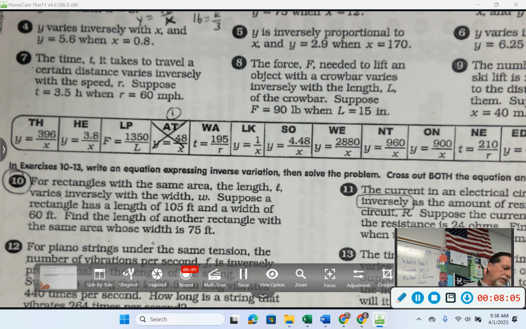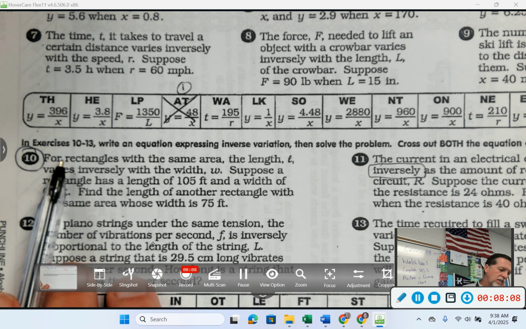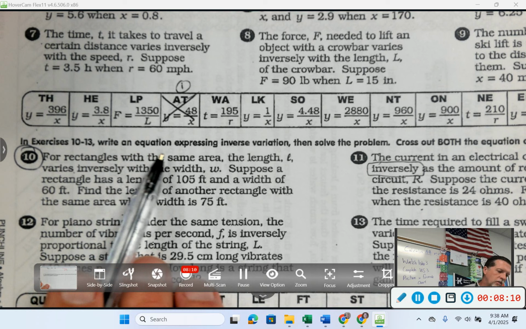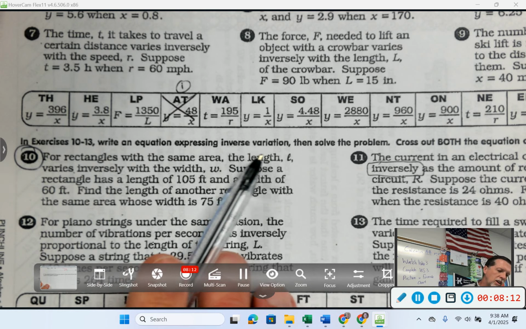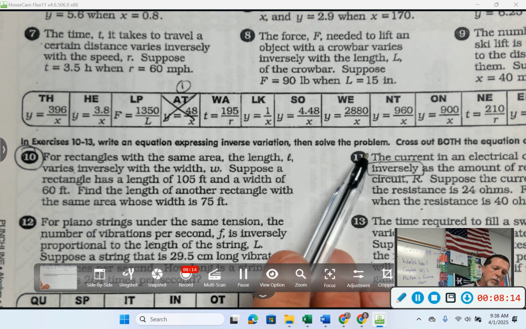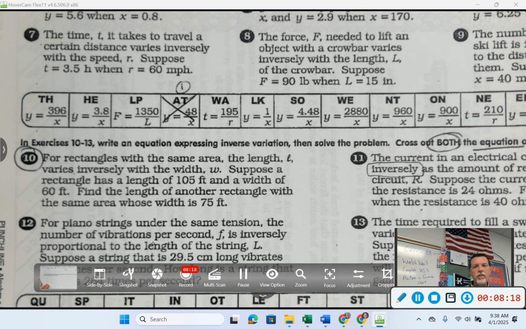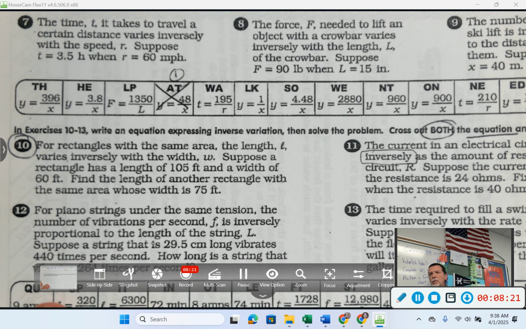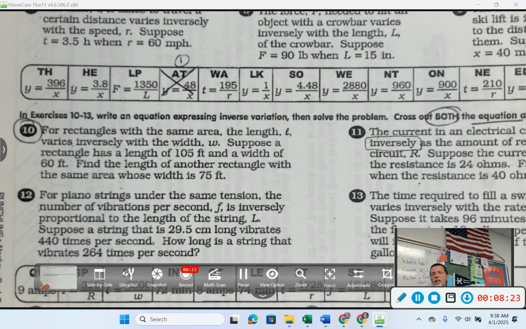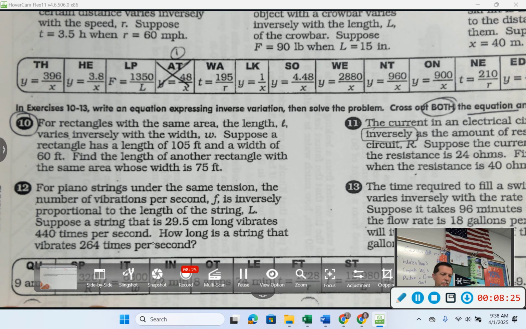Let's jump ahead to number 10. The directions change on us. In exercises 10 through 13, write an equation expressing inverse variation, then solve the problem. Cross out both the equation and the solution. A few people raced ahead and couldn't make sense of their answer, and it's because they didn't follow the directions.